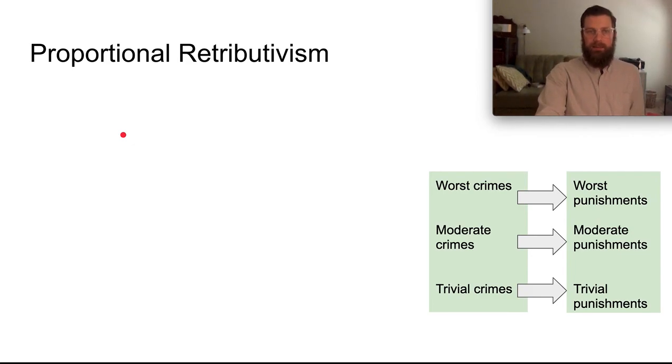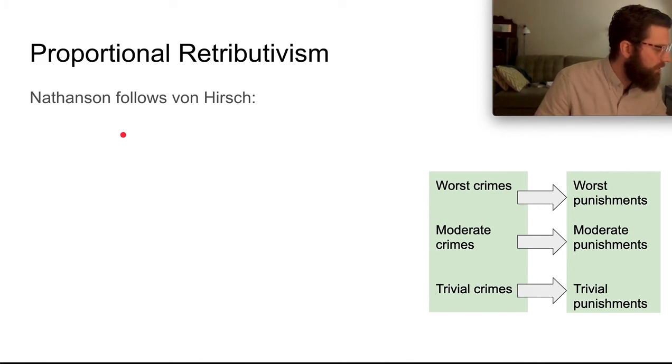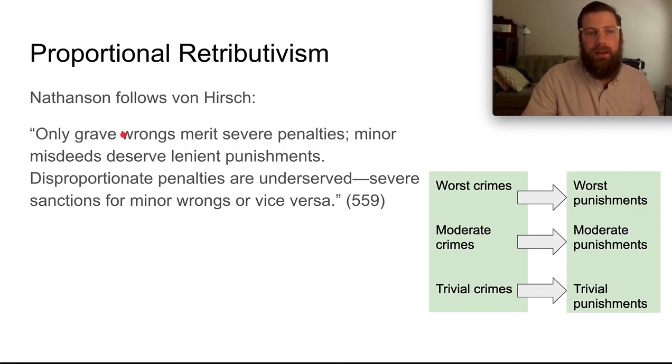So Nathanson proposes that instead of lex talionis, we should replace that principle with a different principle. Nathanson is following von Hirsch. I believe his name is Andrew von Hirsch. Yeah, Andrew von Hirsch. And this is von Hirsch's words quoted in Nathanson. He says, "Only grave wrongs merit severe penalties. Minor misdeeds deserve lenient punishments, and disproportionate penalties are undeserved, severe sanctions for minor wrongs, or vice versa."